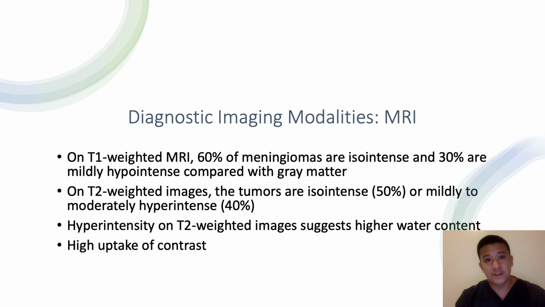So another diagnostic imaging modality is an MRI. On T1 weighted MR, 60% of meningiomas are iso-intense, and 30% are mildly hypo-intense compared with the gray matter. On T2 weighted images, tumors are iso-intense or mild to moderately hyperintense. And of course, they all exhibit high contrast uptake.